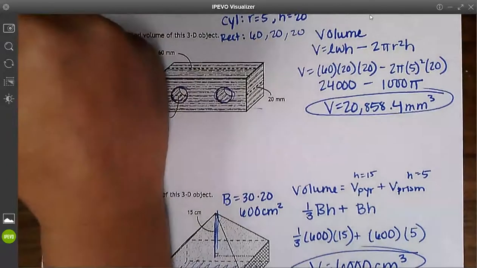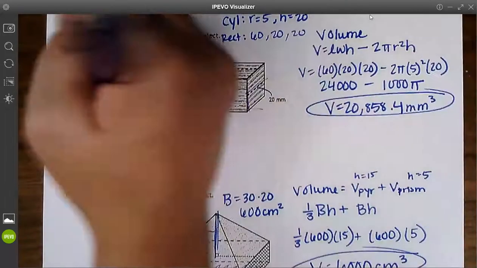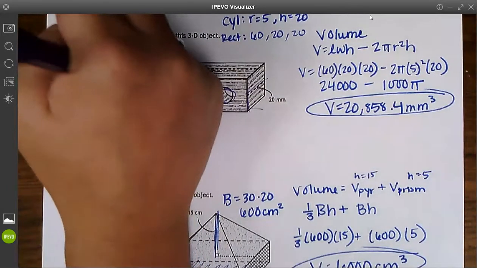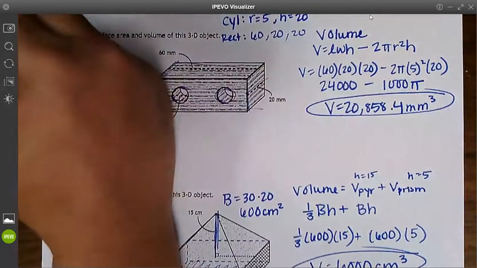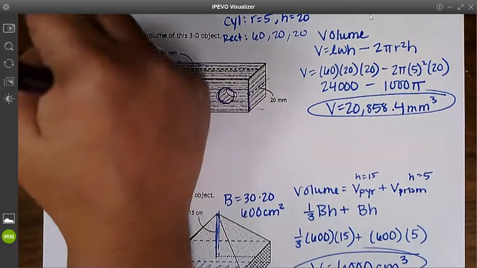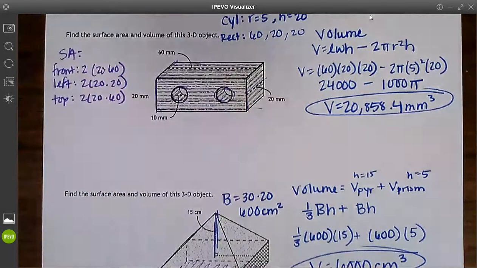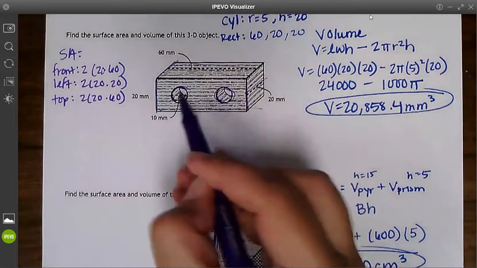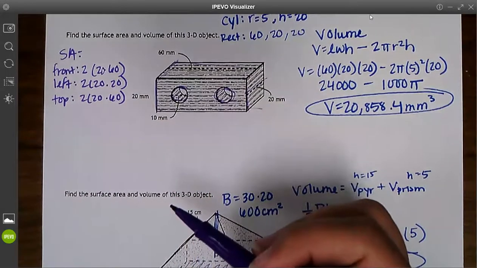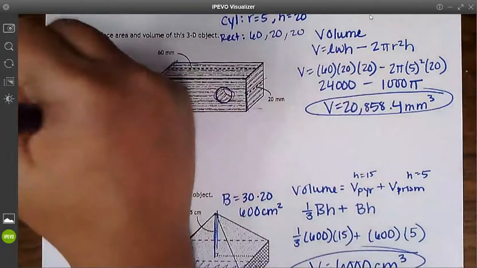My left and right is going to be 20 by 20. I've got 2 of those. My top and bottom is going to be 20 by 60. So that's that, but then I'm going to subtract these 4 circles. So the area of those circles, so minus 4 pi times that radius, which is 5 squared.